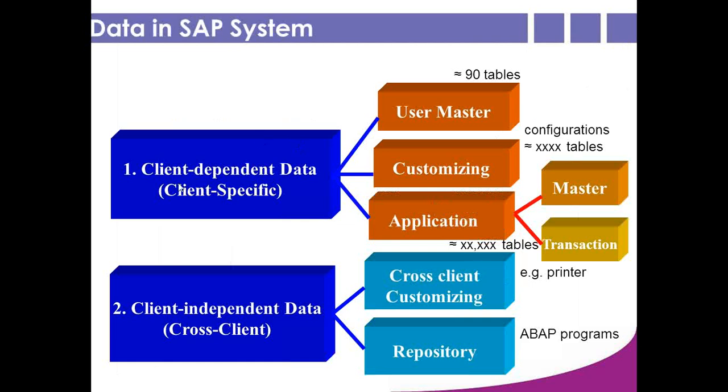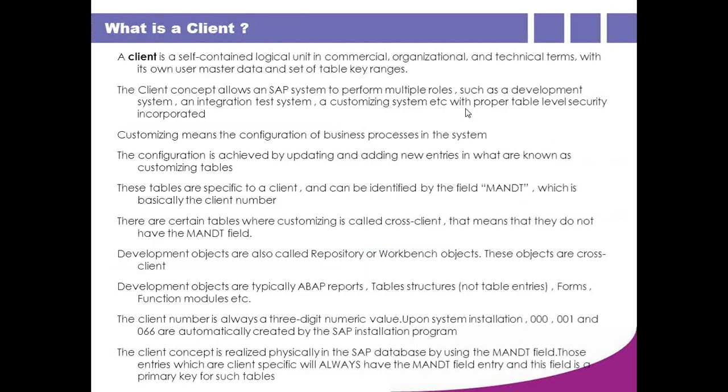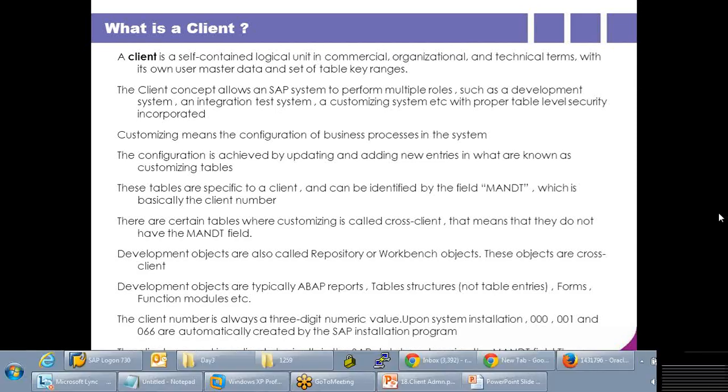Right. And as I told, the client specific, that is client dependent, data is these three, and the client independent or cross client data is these two. So take this screenshot please. Okay. Please go through this now once again. I'll give 2 minutes. If possible, try to read each and every point twice.